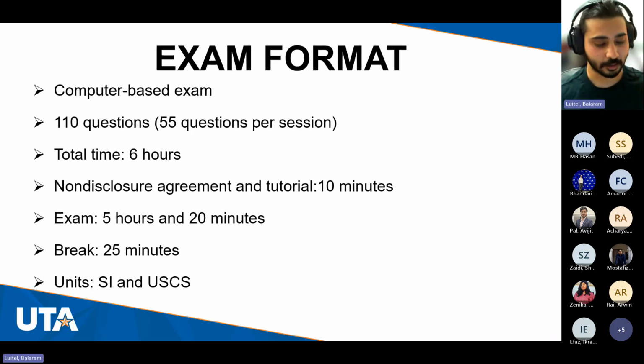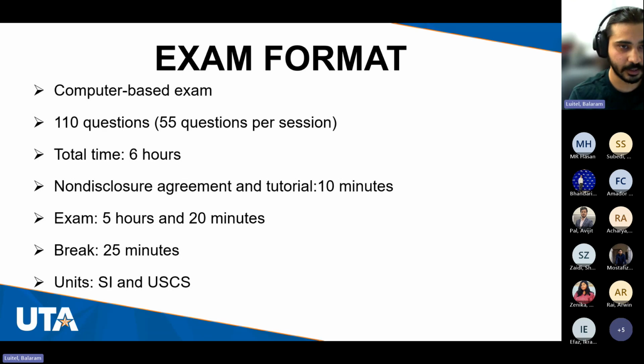The exam is basically computer format, computer based. There will be 110 questions. There will be two sessions divided into 55 questions each. So the total time is 6 hours. There will be a non-disclosure agreement and tutorial, which will be for 10 minutes, and then the exam is actually 5 hours and 20 minutes.